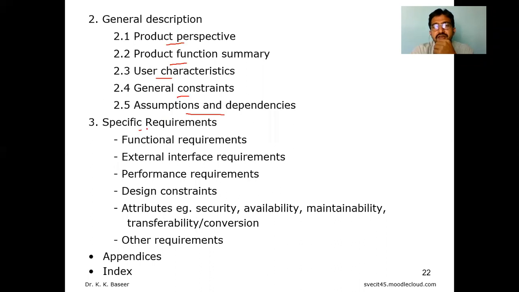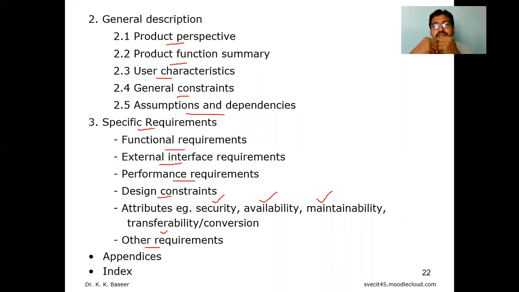If you see the third section, that is specific requirements, this is where we deal with the functional requirements, the external interface, and the non-functional requirements, like the performance requirements, design constraints, and any specific attributes like security, availability, maintainability, transferability. Any other requirements also need to be covered in this section.